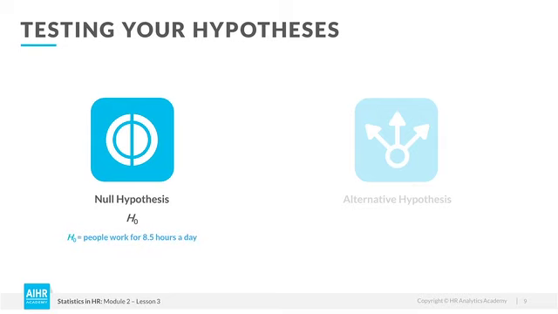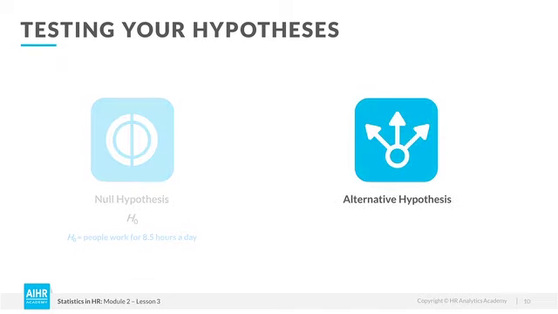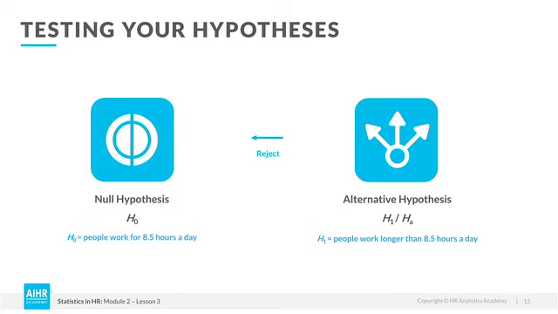But that's not what we're actually interested in. We're interested in something that's called the alternative hypothesis. The alternative hypothesis, denoted by H1 or HA, is the hypothesis that sample observations are influenced by some non-random variable. This is the hypothesis that we're actually testing. In our example, this would be that people work on average longer than 8.5 hours a day. However, we test this hypothesis by rejecting the null hypothesis, rather than accepting the alternative hypothesis.